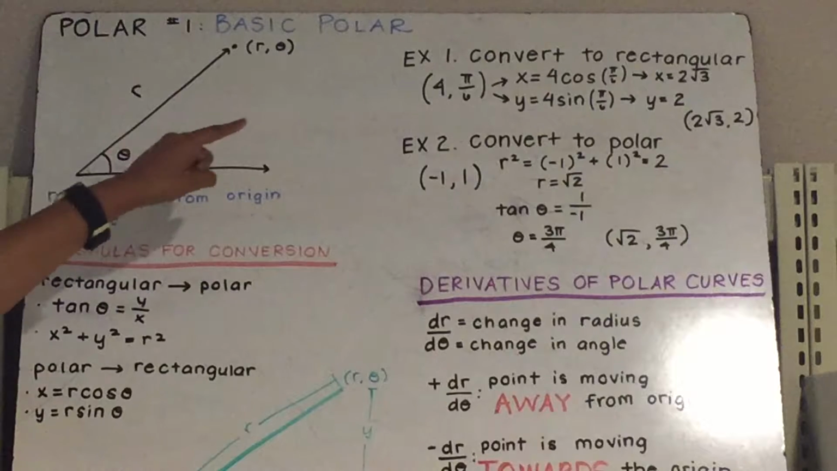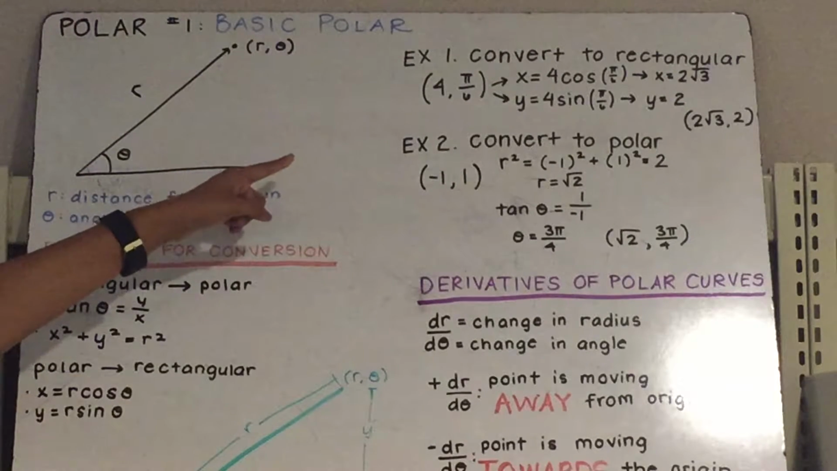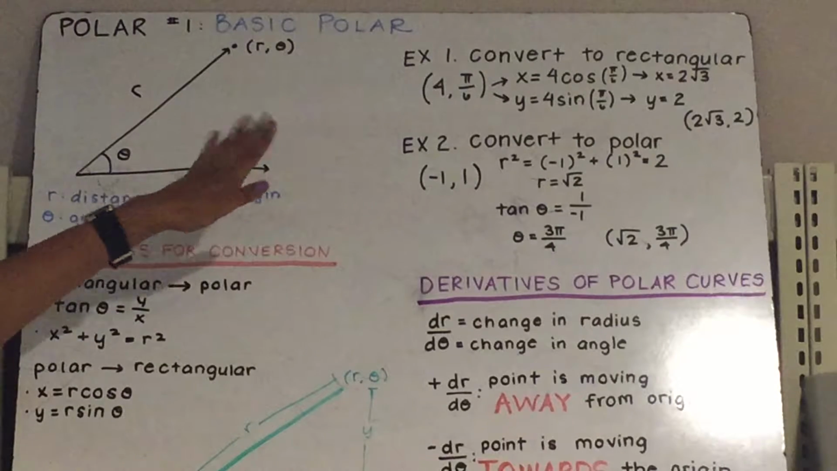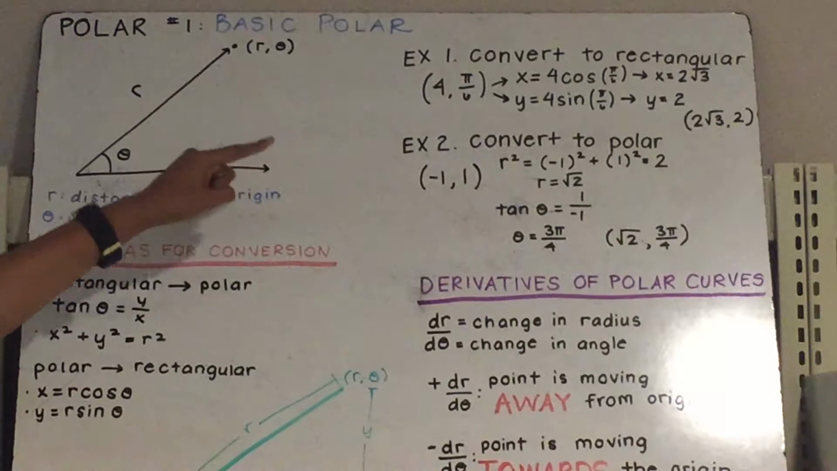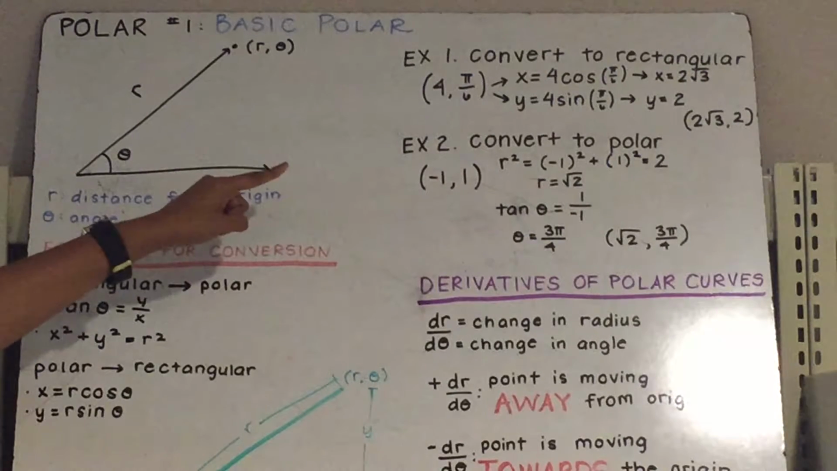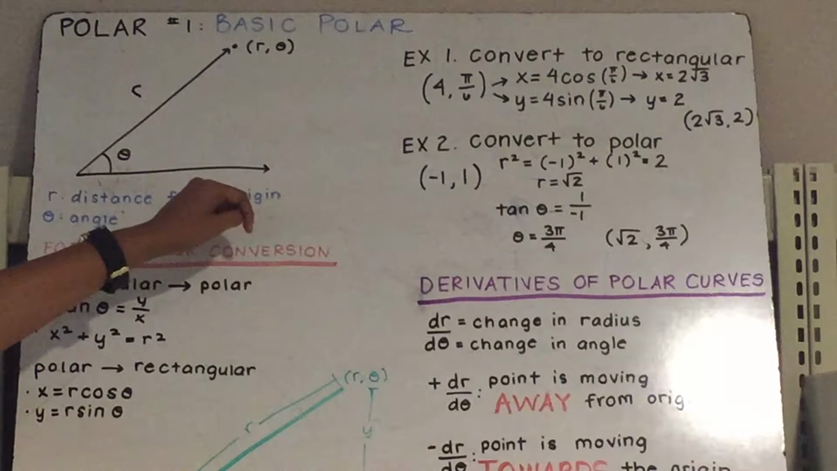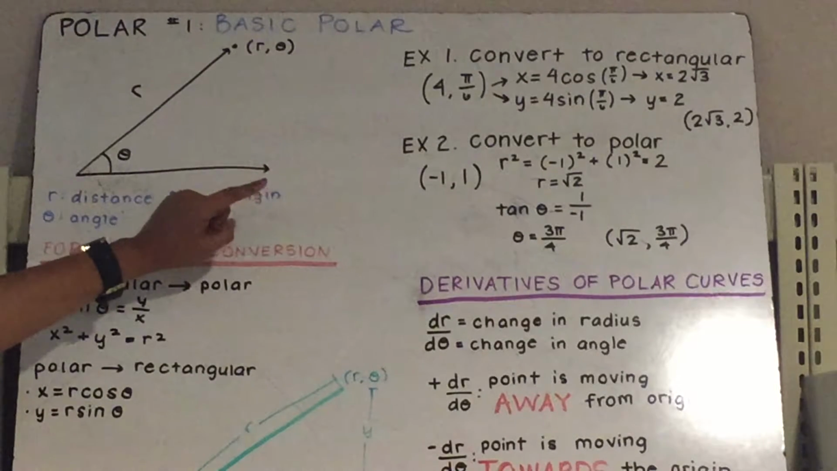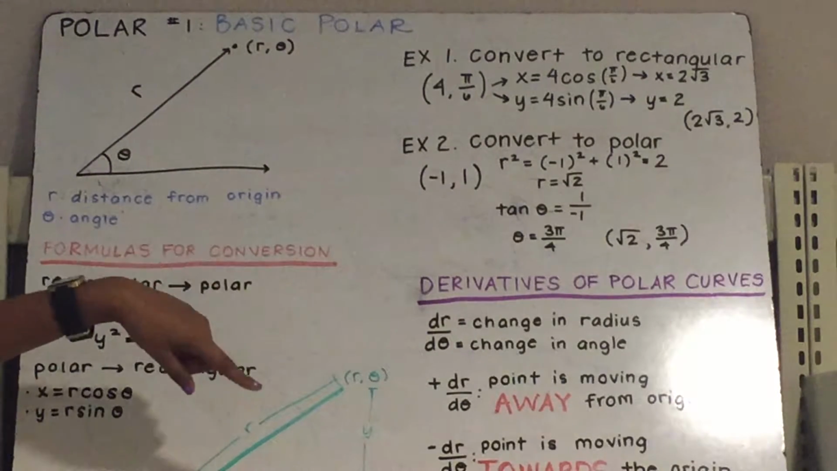Example one is up here, and that says to convert to rectangular, and you're given 4 comma pi over 6. So you're given polar coordinates. What you want to do is use these two formulas to solve for x and y. So you get x equals 4 cosine pi over 6, which simplifies to 2 root 3, and y equals 4 sine pi over 6, which simplifies to y equals 2. So your final rectangular point will be 2 root 3 comma 2.